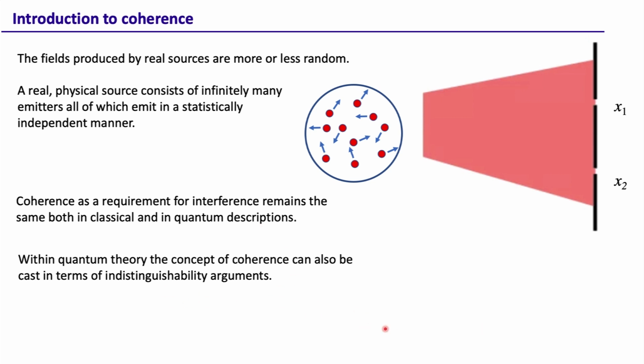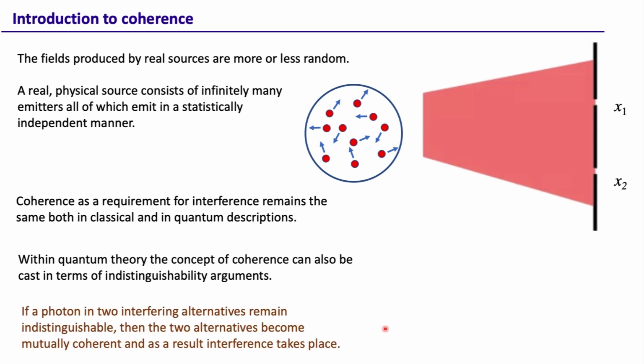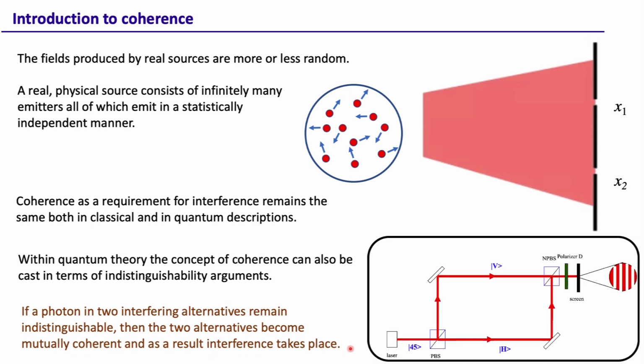We had discussed this in the last lecture as well, but I'll just put it all together. What this means is that if a photon in two interfering alternatives remains indistinguishable, then the two alternatives become mutually coherent, and as a result, interference takes place. So this is the example that we had seen last time.